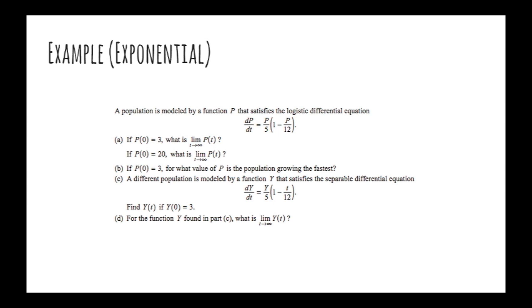So it says dP/dt equals P over 5 times (1 minus P over 12). In part A, it says if the initial population is 3, P of 0 is the initial, what is the limit as time goes to infinity of the population function? And the same if the initial is 20. Okay, so it's all based on the first equation.